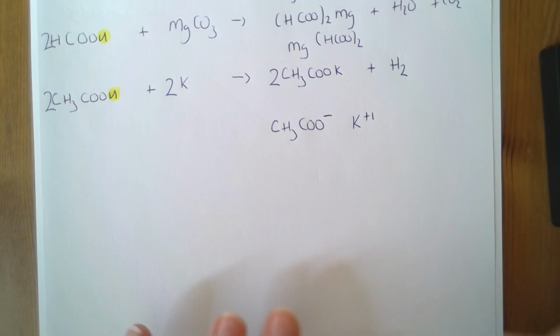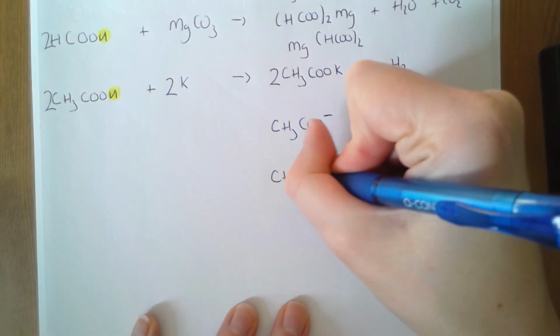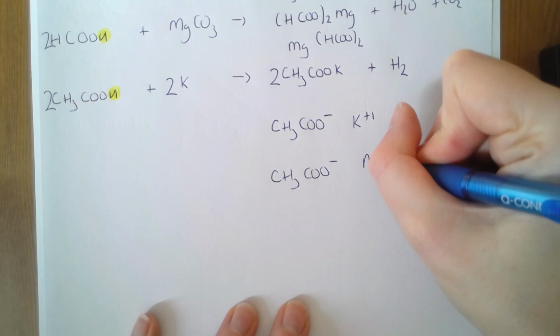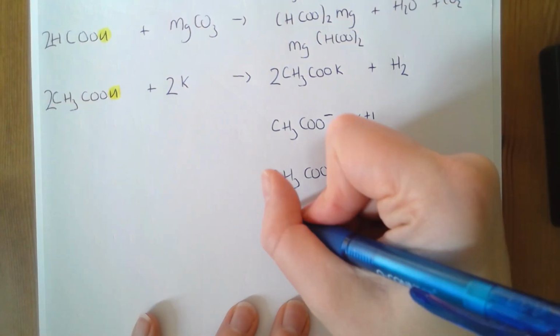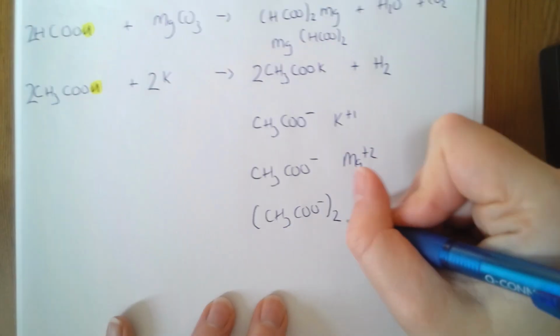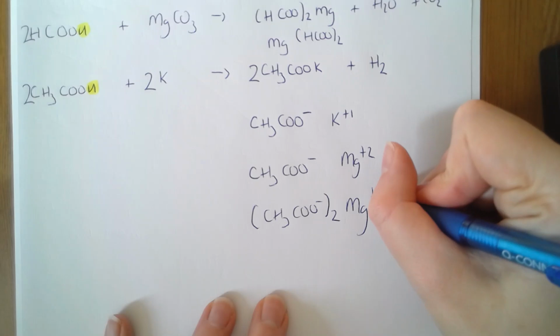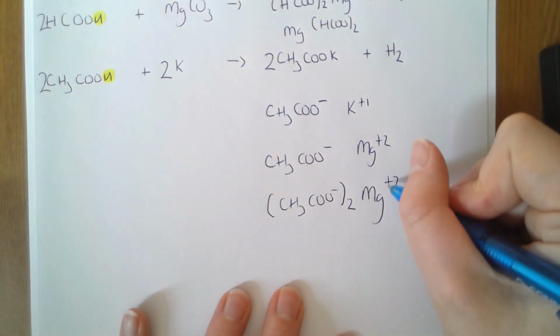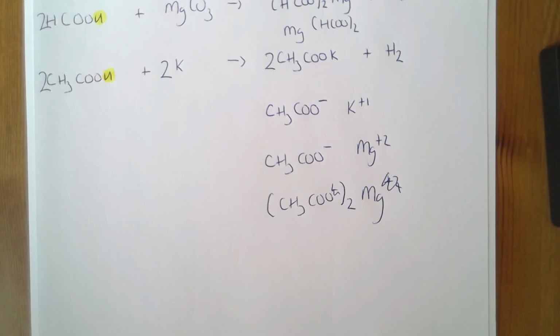If I was to write the salt for this one using a group 2 metal, if I had Mg 2+, all I would need to do is put this in a bracket. It's 2 of them, and then I've got my magnesium on the outside. And again, I can show both of the charges, or I can show no charges at all.